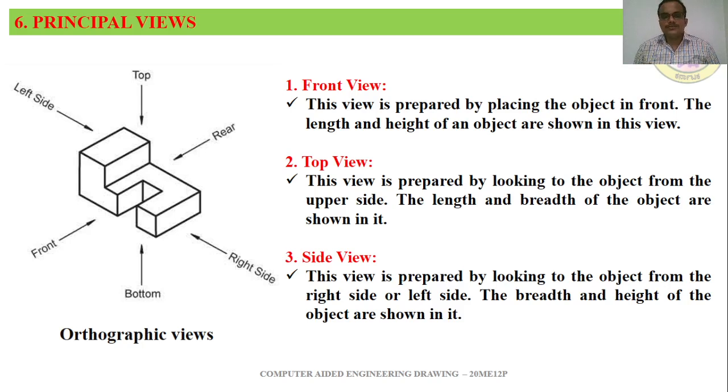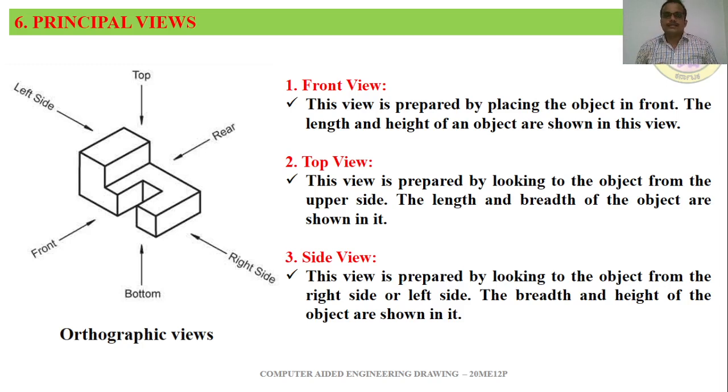In the top view, this view is prepared by looking at the object from the upper side. So here we have an object and we are looking from the upper side, or else you can imagine you place some object here and you put a torch on it. You just put a torch from the top side of the object, then what is there on the top side will be projected on the horizontal plane, or top view. So we can say the length and breadth of the object can be shown in the top view.